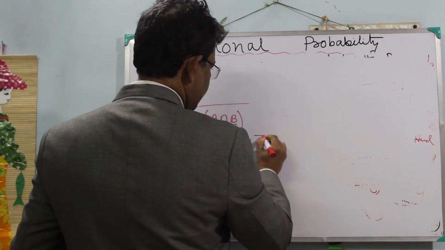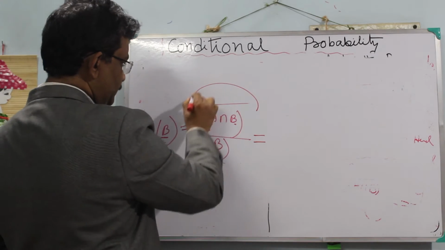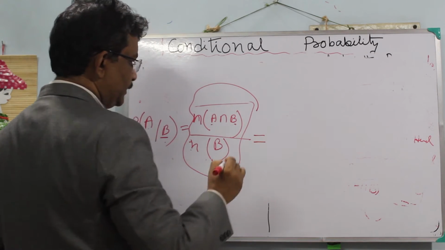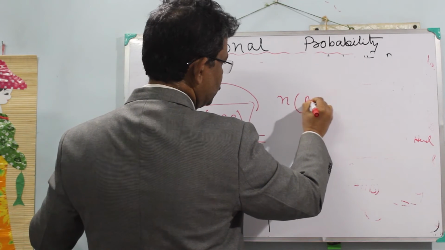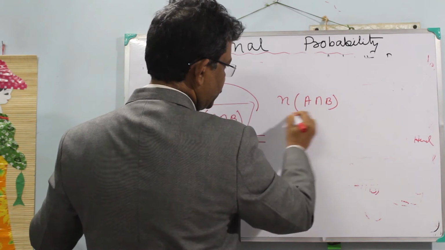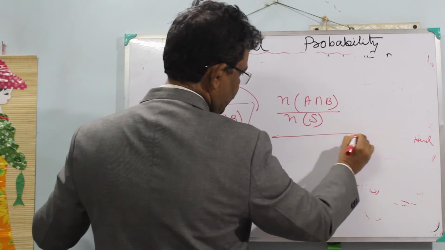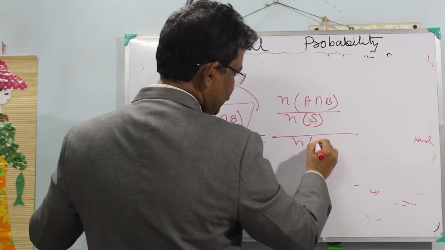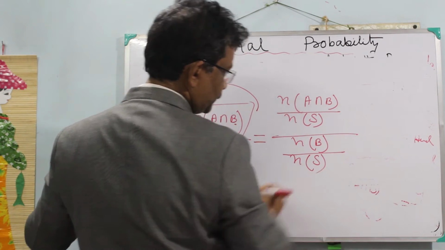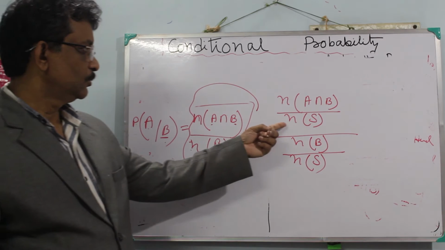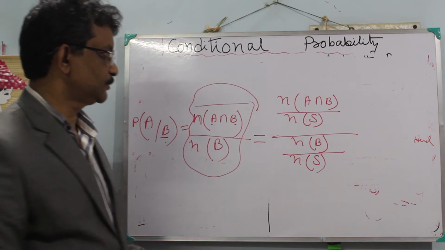Now I may change this formula. You may use this formula, or I can divide both the numerator and the denominator by the number of elements of the sample space. So both numerator and denominator are divided by the number of elements of the sample space.